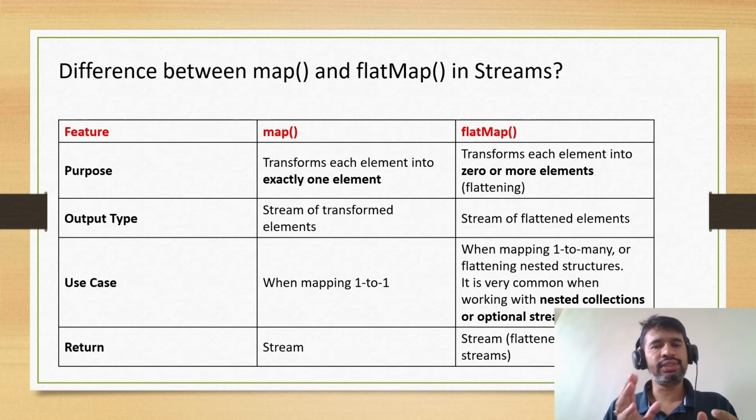Use case wise, flatMap is one to many, or it can do flattening of many to one also. In the case of map, it is one to one. FlatMap is mainly useful for nested collections and return types, as we discussed. Map returns a stream and flatMap returns a stream of flattened structures. So I hope you understood the difference.